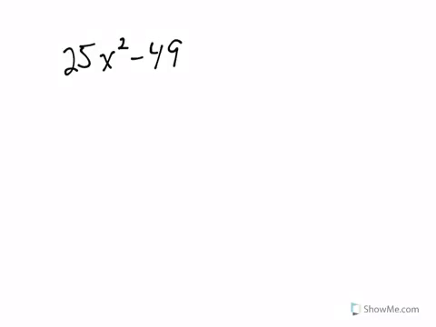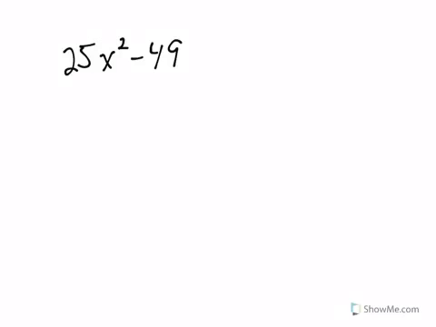Here's our example, 25x squared minus 49. We want to factor this expression. So first we check for GCF. There is no number that divides evenly into 25 and 49, and the first term is the only term with an x. So there is no GCF.